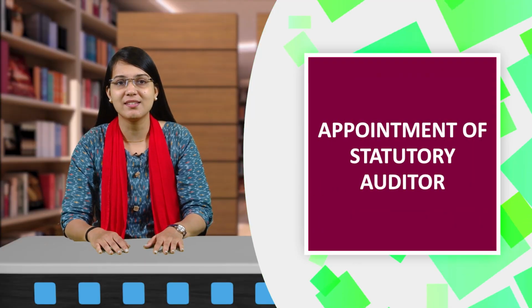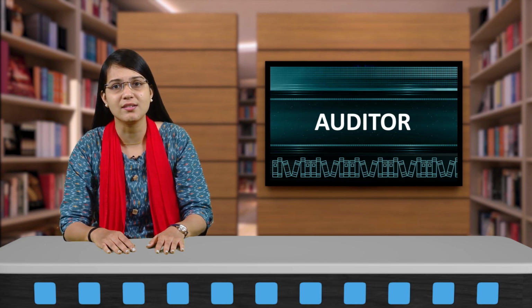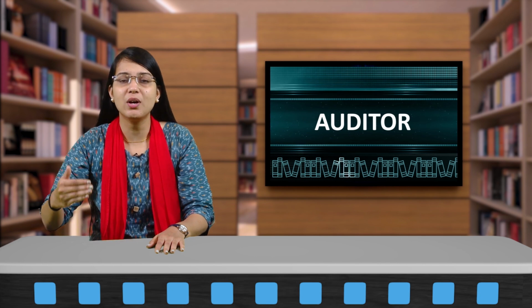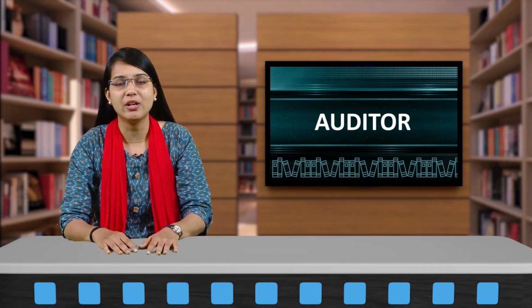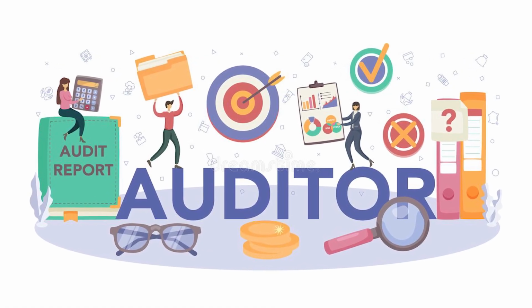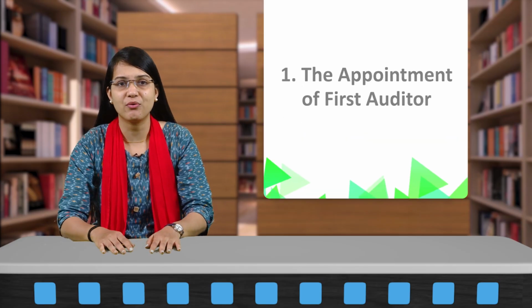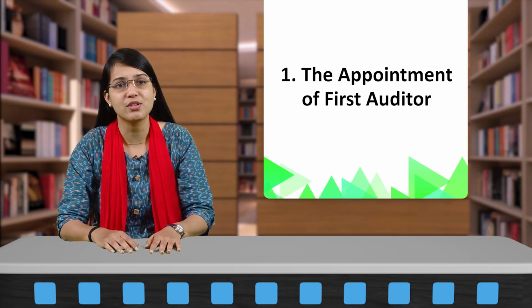Now, let's discuss appointment of statutory auditor. The provision relating to statutory audit and auditors is in sections 139 to 147 of the New Companies Act 2013. It states the method of appointing an auditor, the eligibility of a statutory auditor and the duties and responsibilities of such an auditor. In which number first, the appointment of first auditor.